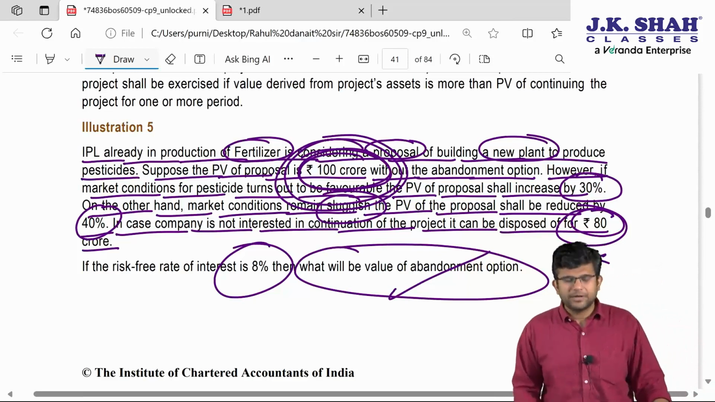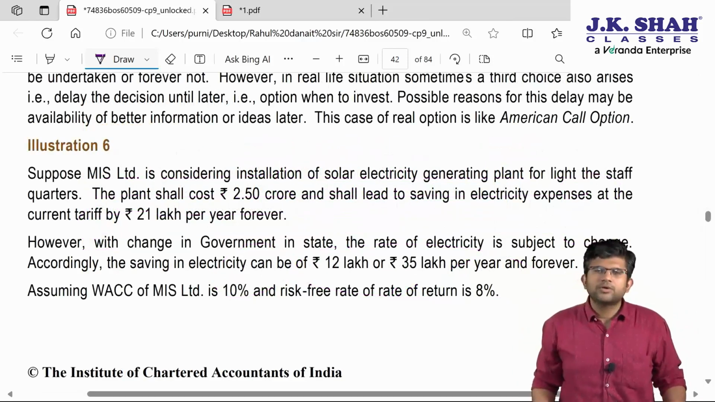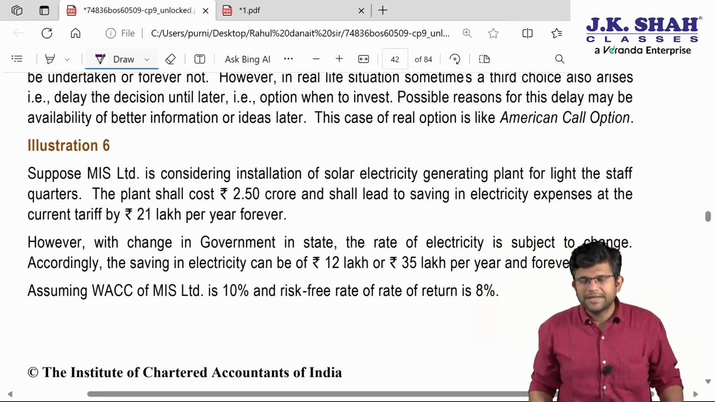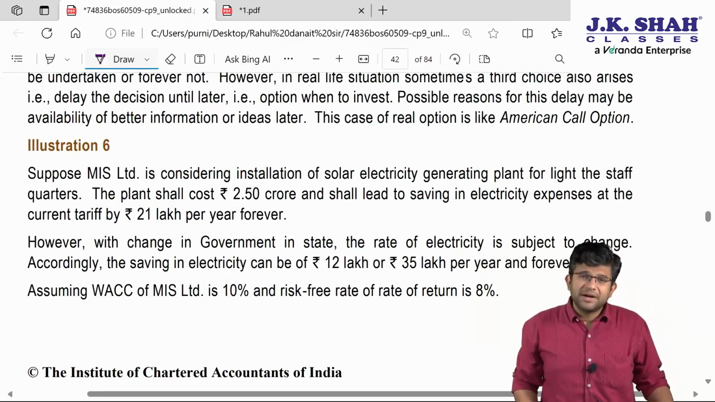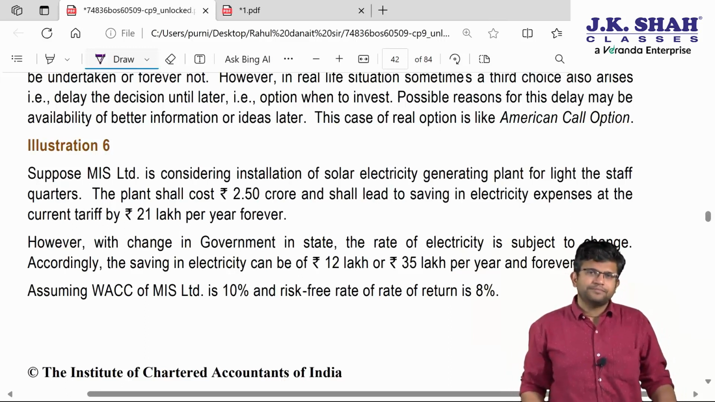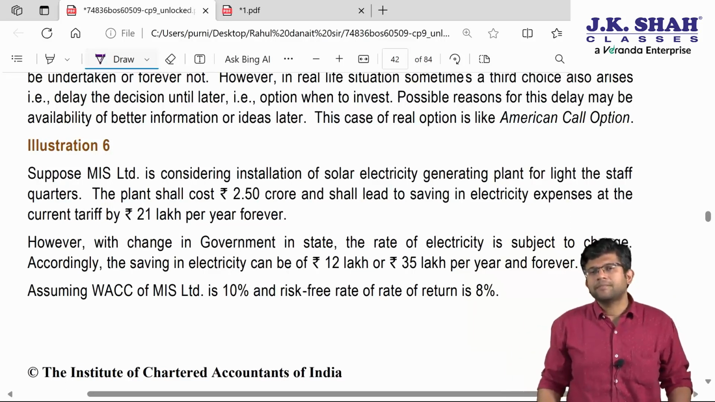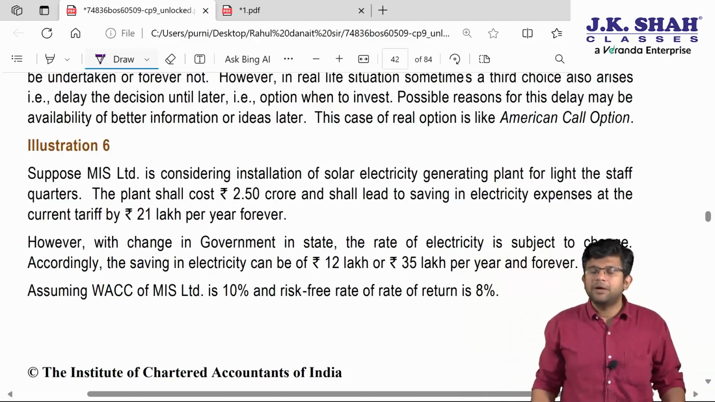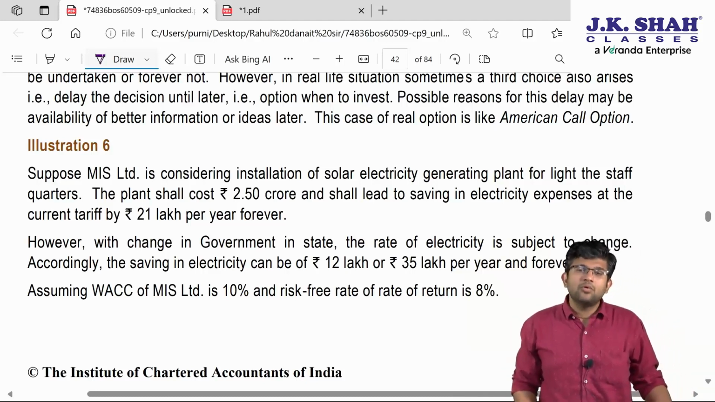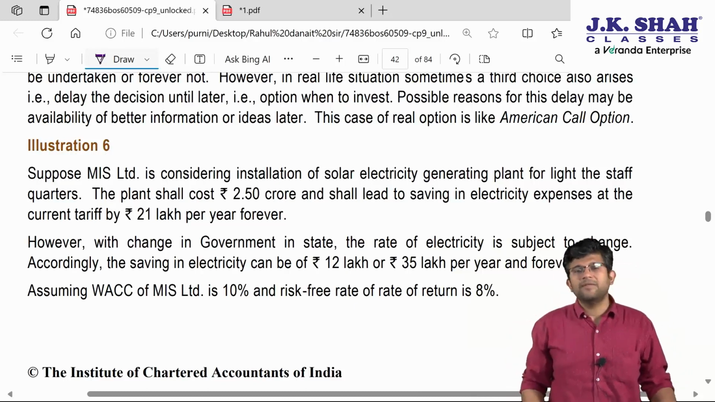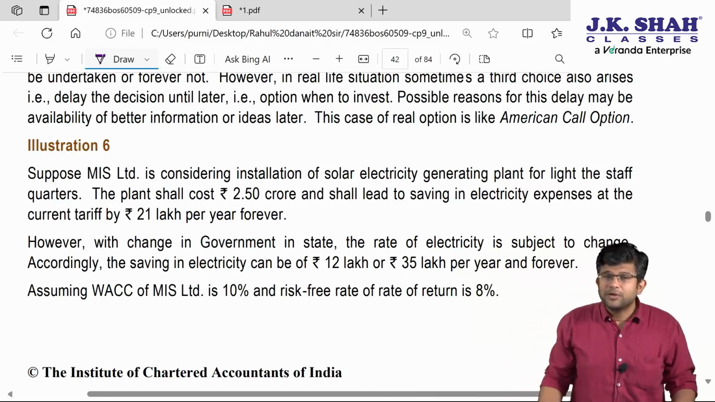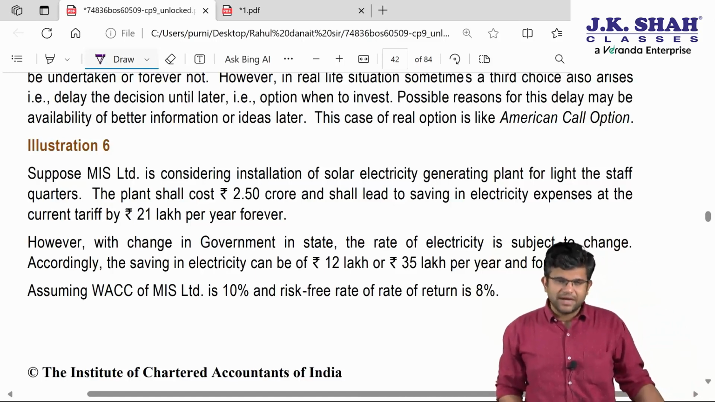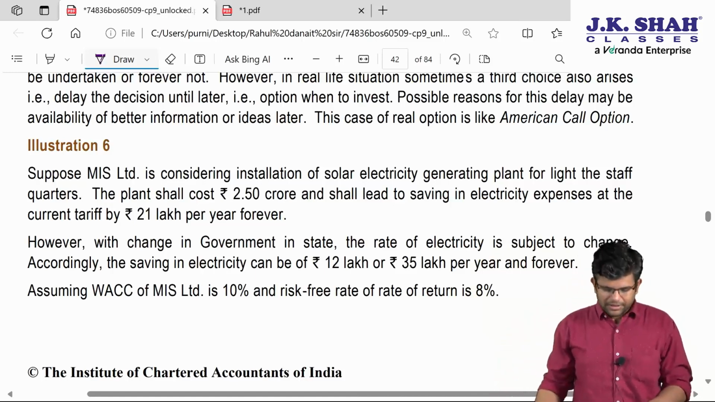Let us now go to illustration 6. Okay students, so now we come to the last illustration, that is illustration 6. We studied in illustration 4 the valuation of patent. We studied in illustration 5 the valuation of an abandonment option. Now in illustration 6 we will understand the valuation of a timing option. Okay, so let's start understanding through this particular illustration.